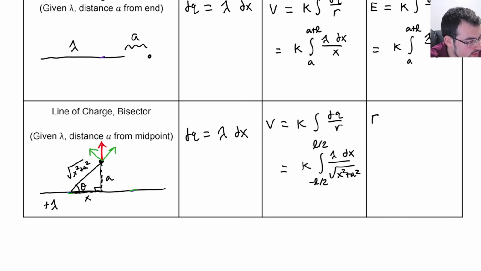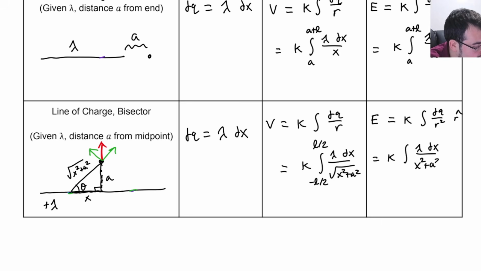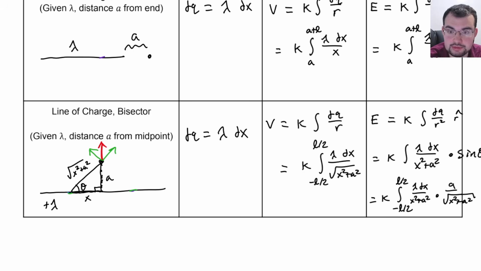Then the E field is k times the integral of dq over r squared r hat. dq is still lambda dx. R squared would be the square of that Pythagorean distance. And we multiply by sine theta once again. So we'd get k times the integral from negative L over 2 to L over 2 of lambda dx over x squared plus a squared times sine theta, which is a divided by the quantity x squared plus a squared under square root.